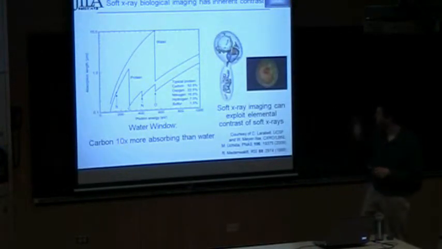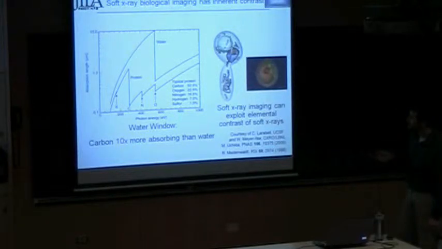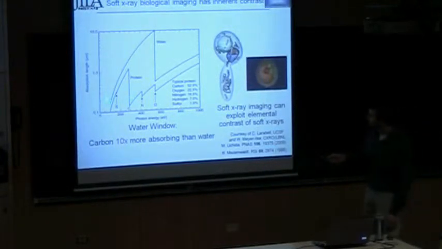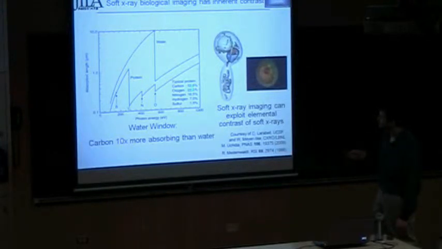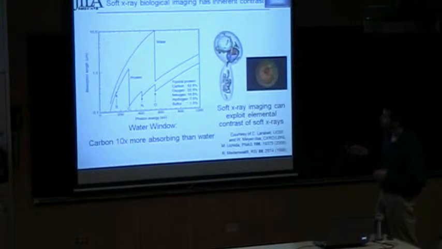Okay, and so I want to zoom in on one of these applications, because this is particularly relevant to the wavelength range I'm going to show. And this is going to be biological imaging. So here again, we're looking at the absorption length as a function of photon energy. We're comparing the spectrum of a typical protein, which is made up mostly of carbon, oxygen, and nitrogen, with the spectrum of water.